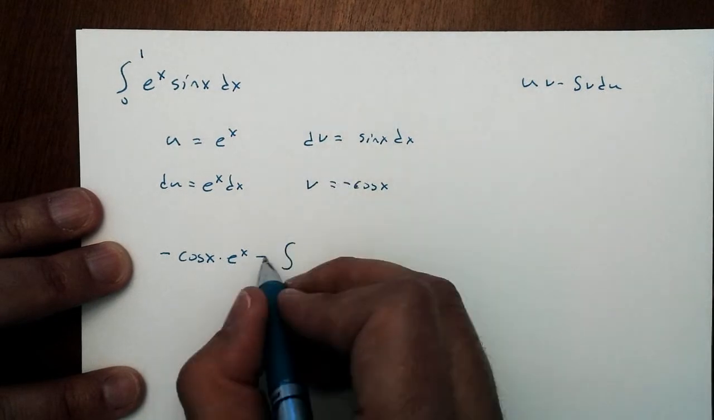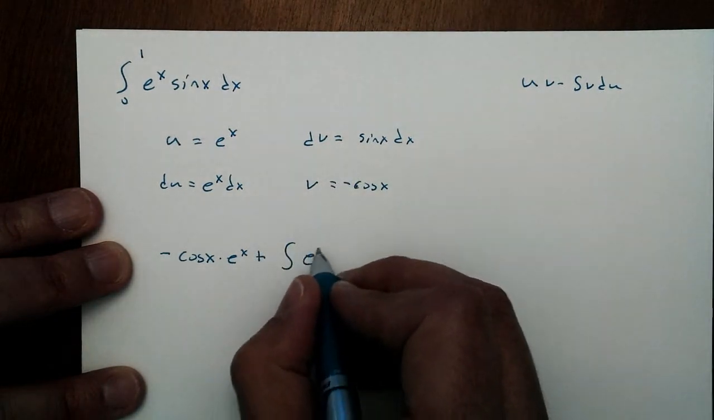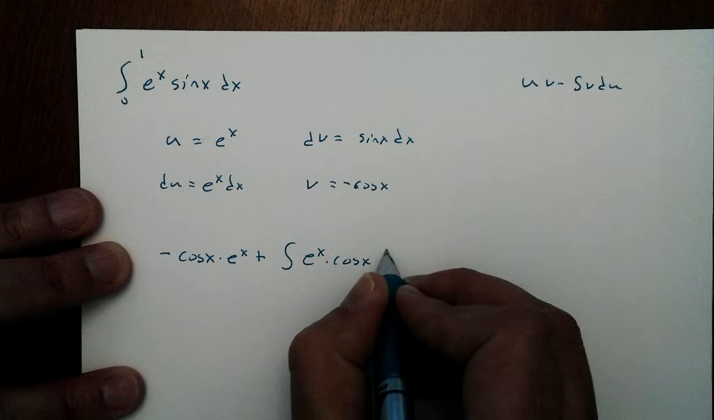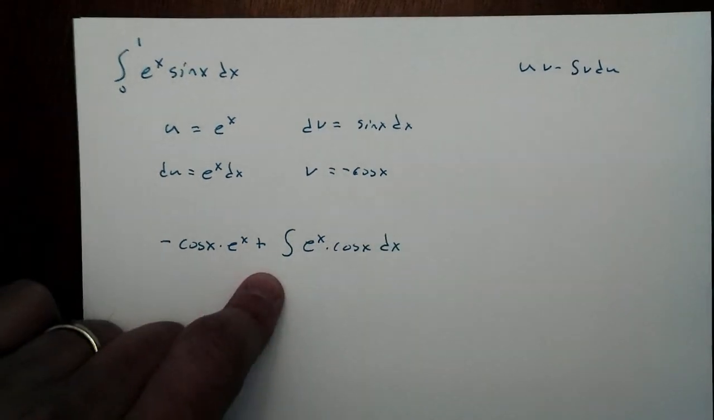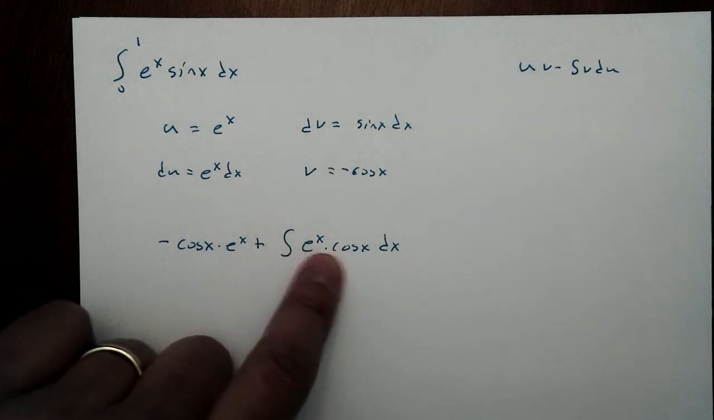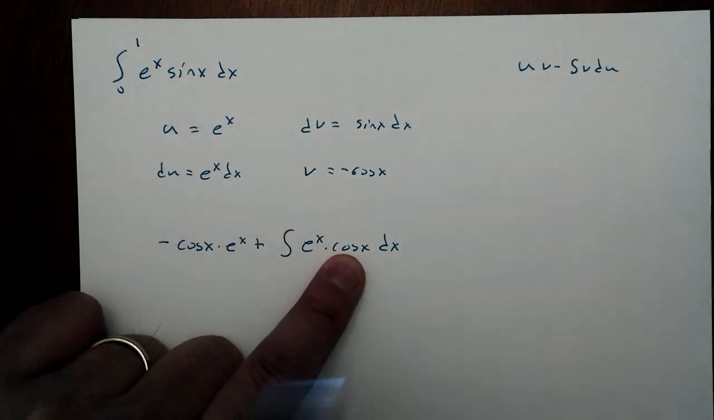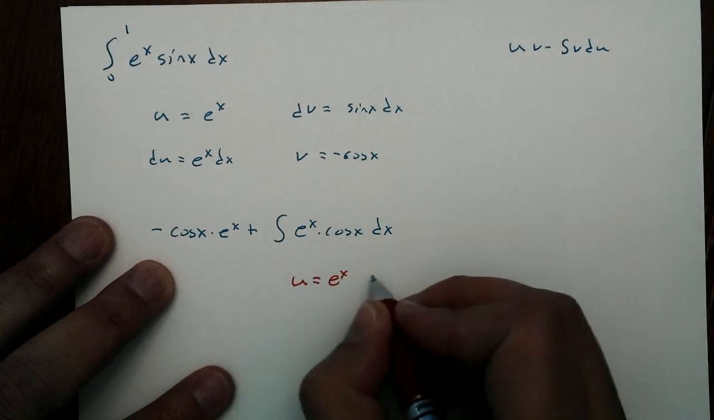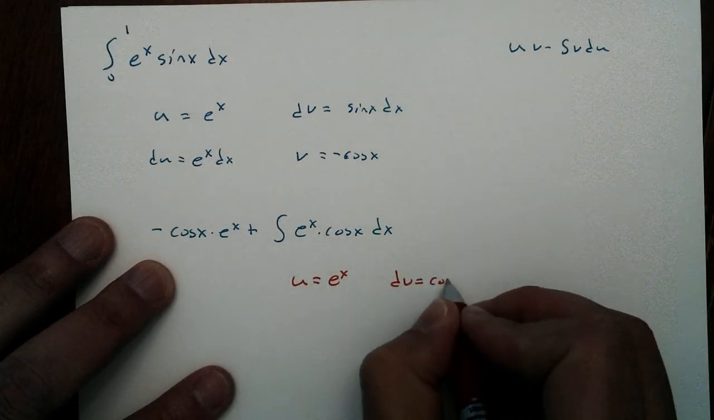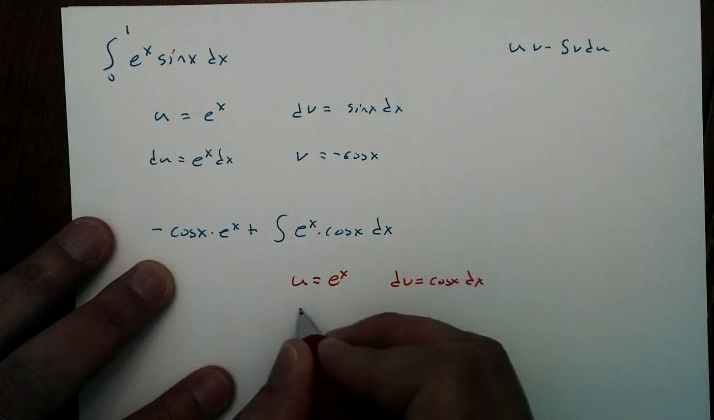Now the negative, I'm going to factor that out, and that's going to give me e to the x times cosine of x dx. Now we do have a problem here, as you can rightly see: we have to use integration by parts again. This is a very lengthy process. So we're going to get u again is e to the x, and I'm going to let my dv now be cosine of x. Don't forget the dx.